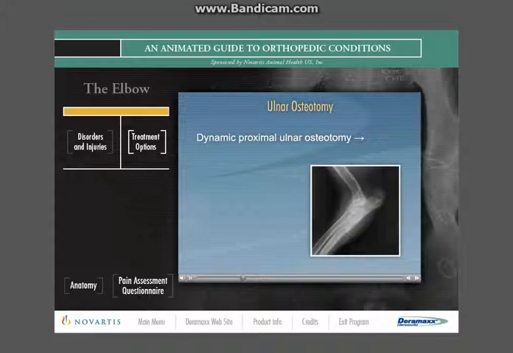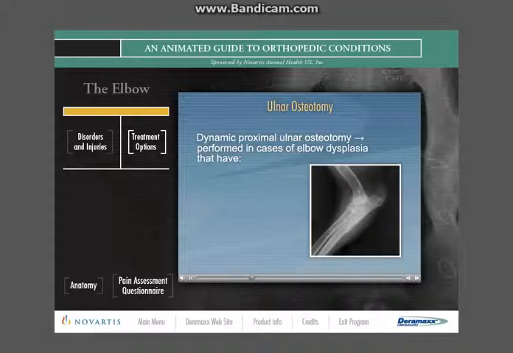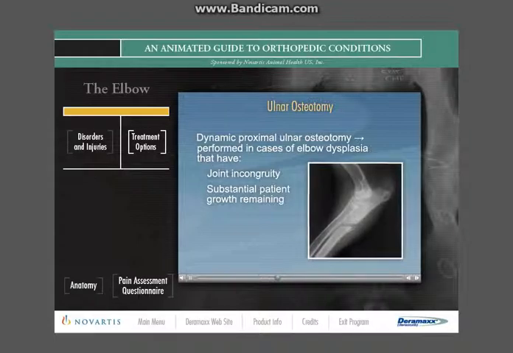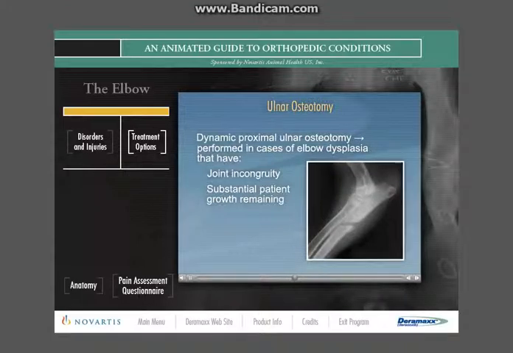A dynamic proximal ulnar osteotomy, or DPUO, is performed in cases of elbow dysplasia that have joint incongruity and substantial patient growth remaining. The surgeon incises the skin and periosteum on the caudal aspect of the ulna and uses an oscillating saw to cut the bone. The oblique osteotomy ostectomy is made distal to the trochlear notch, running from cranial distal to caudal proximal to prevent rotation of the proximal segment with contraction of the triceps muscles. Stabilization of the ulna is suggested by insertion of a small intramedullary pin.